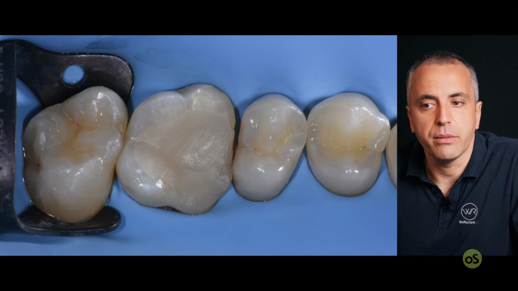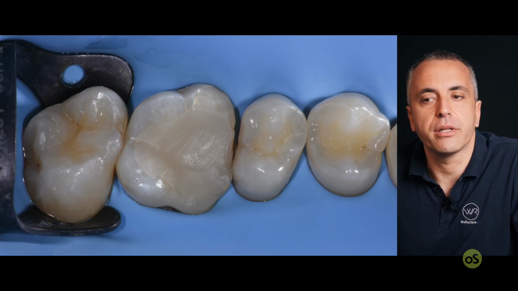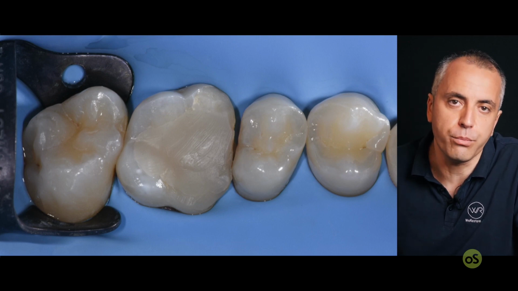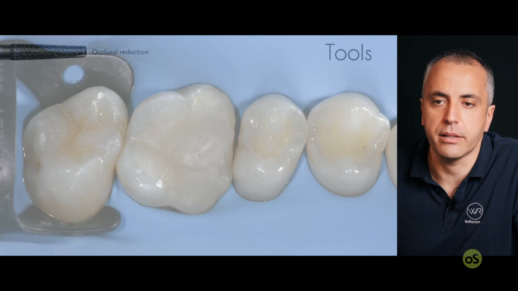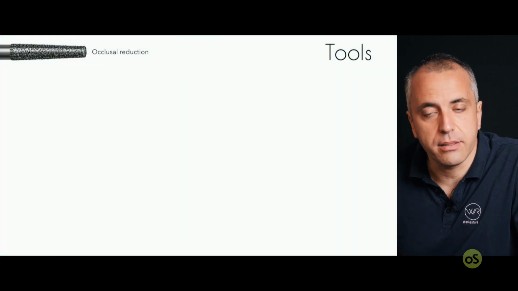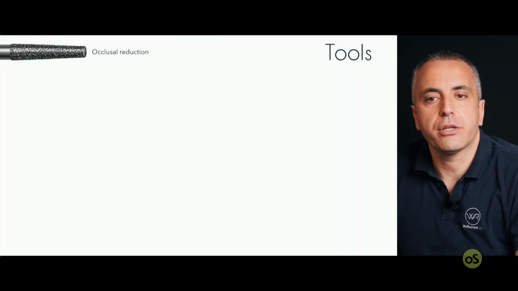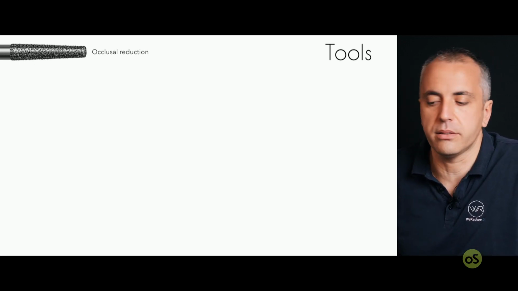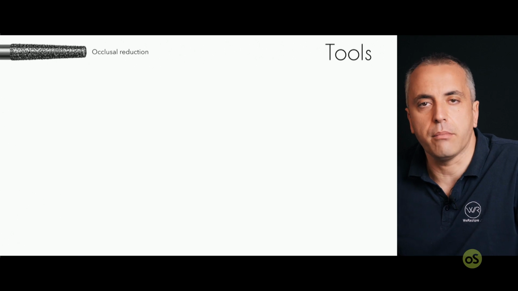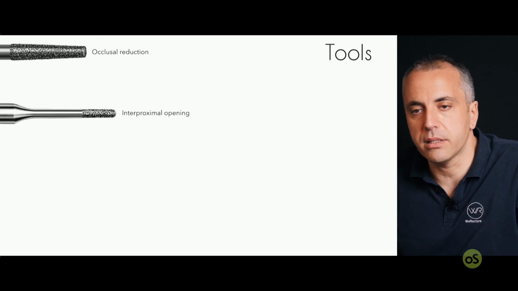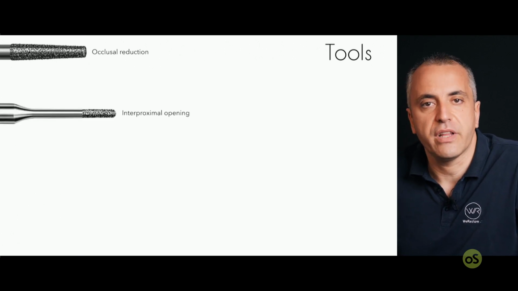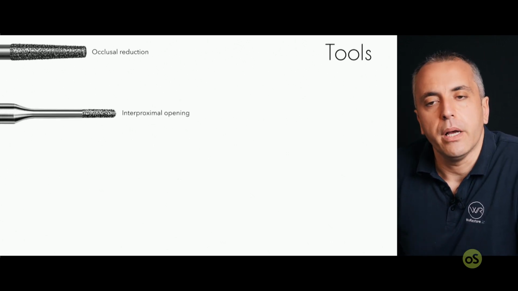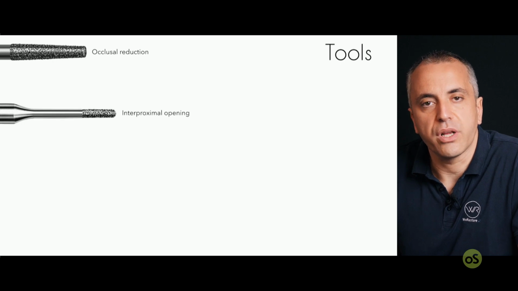Why first the overlay preparation, then the direct restoration? Because after the preparation we will have much more room to prepare the direct cavities. So what do we need? Tools. For occlusal reduction, you can use a little tapered burr or a cylindrical, it is not really important. It can be round-headed or straight like this. We can reduce 1.5 mm, 2 mm maximum of occlusal reduction.